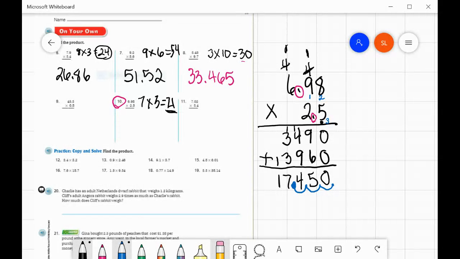So I'm going to move my decimal point from 1, 2, 3. I'm going to place my decimal point, and then I'm going to double check how many. I should have 3 decimal places behind. I have 1, 2, 3. So my answer is 17.450, and that is near 21. Okay, so that is a reasonable answer.